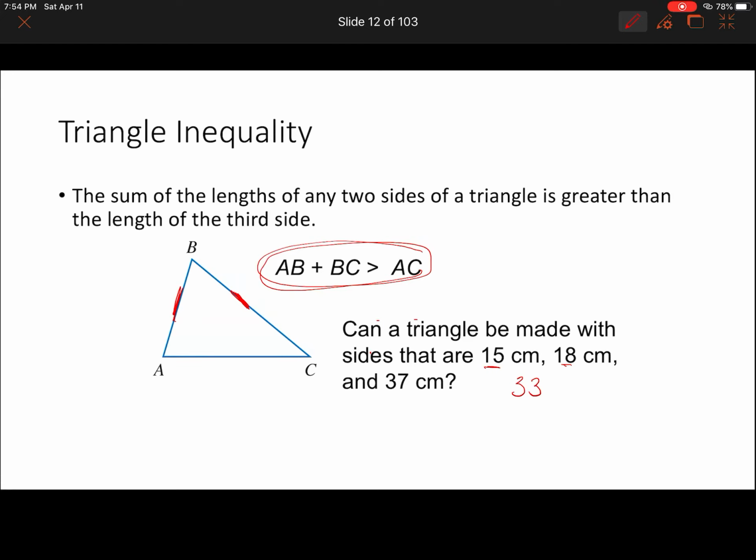Because if you were to lay out this 15 centimeter piece and 18 centimeter piece, if you lay them just end to end flat, they form a line. Well, they don't reach the end point of this segment because it's 37 units, not 33. And so the answer here is no, that you cannot have a triangle.